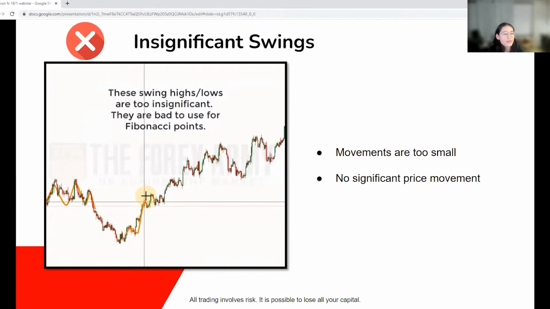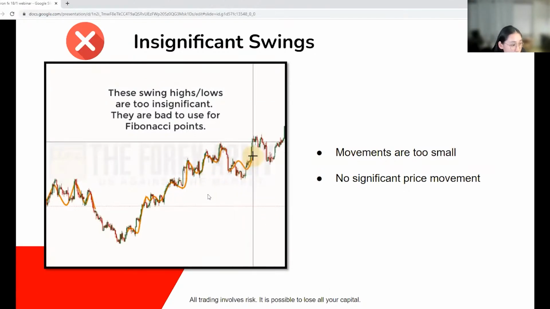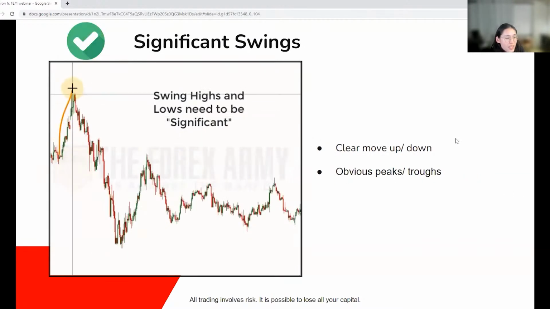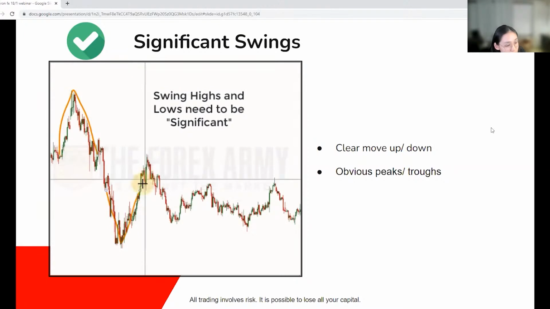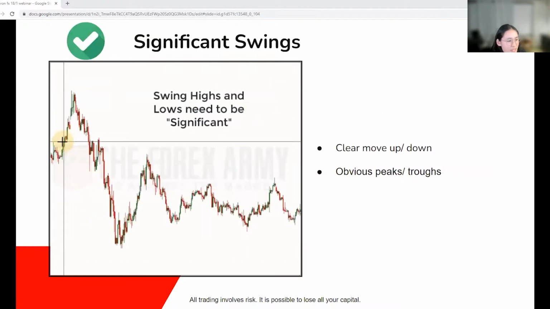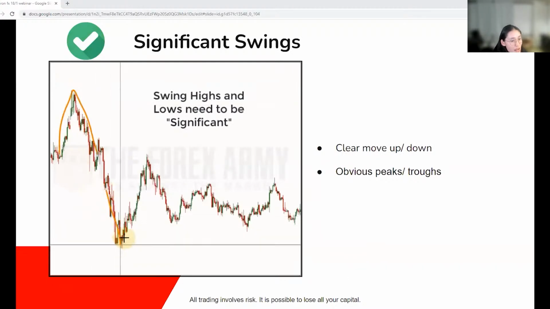Over here, we have an example of insignificant swings. You can see the charts are rather choppy. There isn't a very clear price movement, and this is what you want to avoid. This is an example of something you should not use Fibonacci retracements for. And this is something you should look out for: significant swings, with very obvious peaks and troughs and a very clear move up or down.